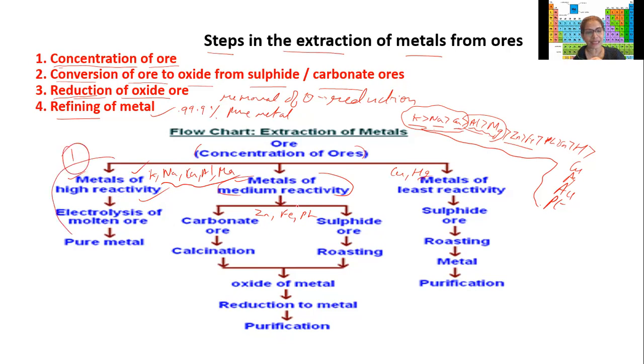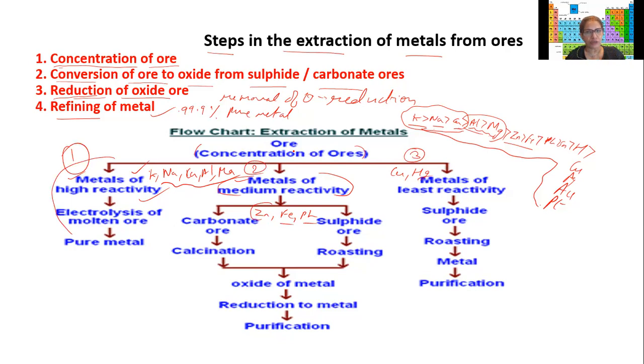If we want to extract zinc, iron, lead, then we follow this second method of extraction, the various steps. And then the last one would be for the metals which are least in the reactivity series. I repeat, there are 4 steps in the extraction of metals from their ores.